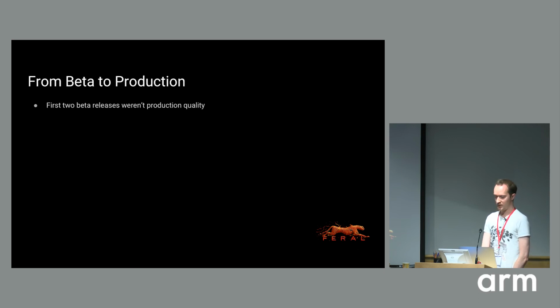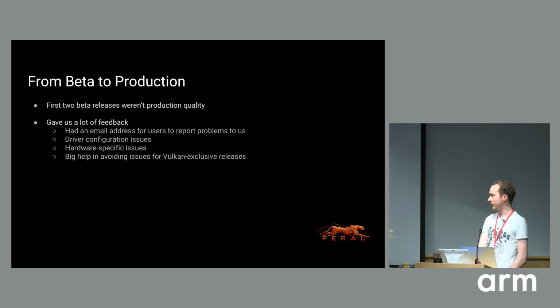So those first 2 beta releases, Mad Max and Dawn of War 3 that we did, weren't really production quality. So they had several shortcomings in the Vulkan path that we knew about, that we knew we needed to resolve before we moved over to using Vulkan by default.